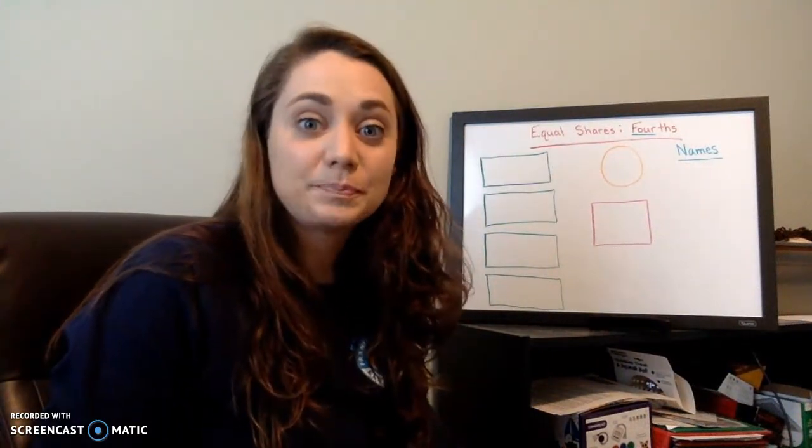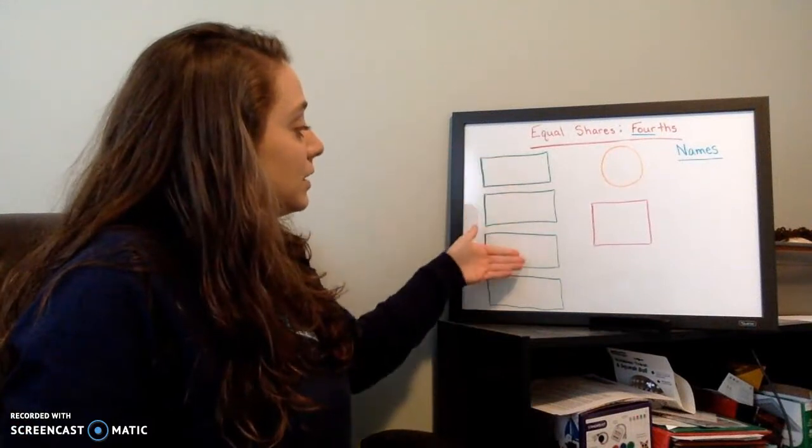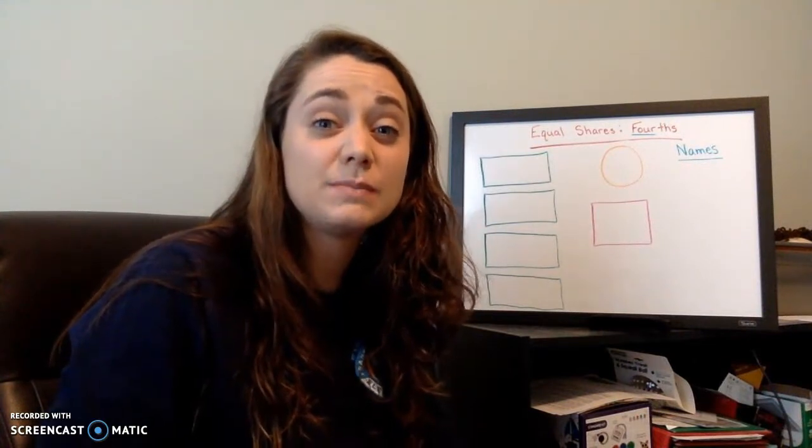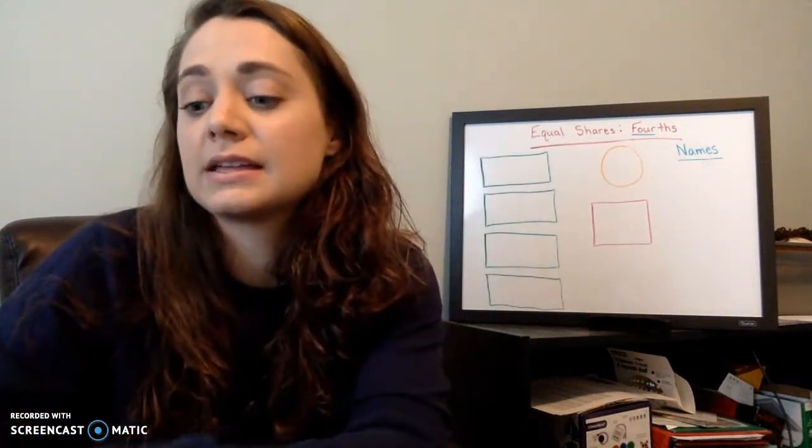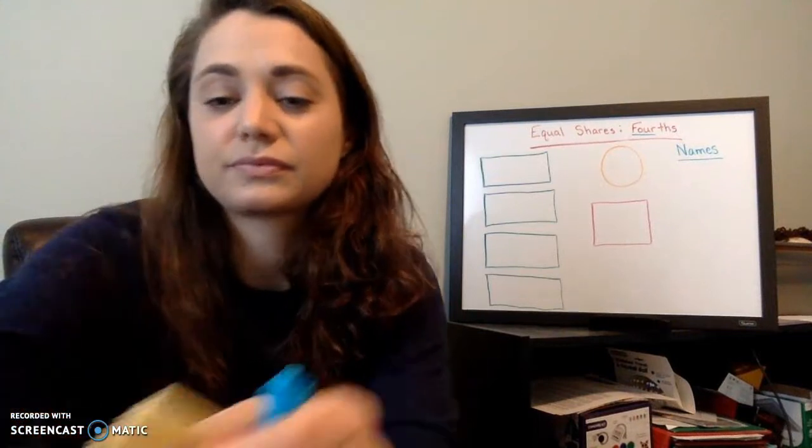So as you see on my board here, I have a couple different shapes that we're going to practice splitting up. The first one I'm going to start with is the rectangle. And you see I have four rectangles up there, and that's because you can actually divide shapes into fourths many different ways. So I'm going to show you with the rectangle how I might divide it up to share that with four different people. So let's pretend today that that rectangle is a cracker, okay?